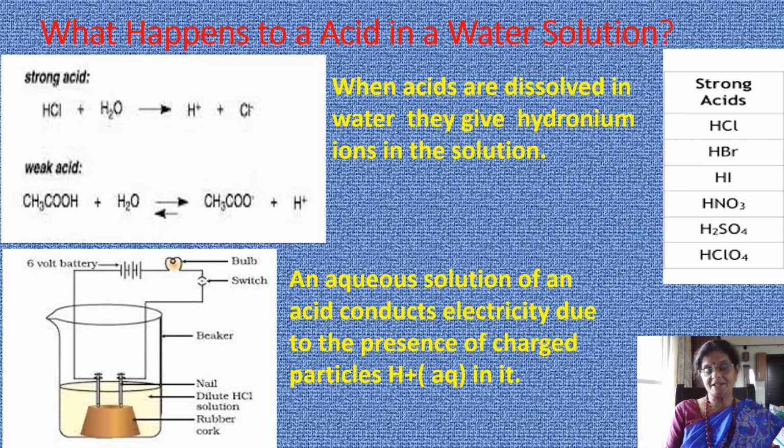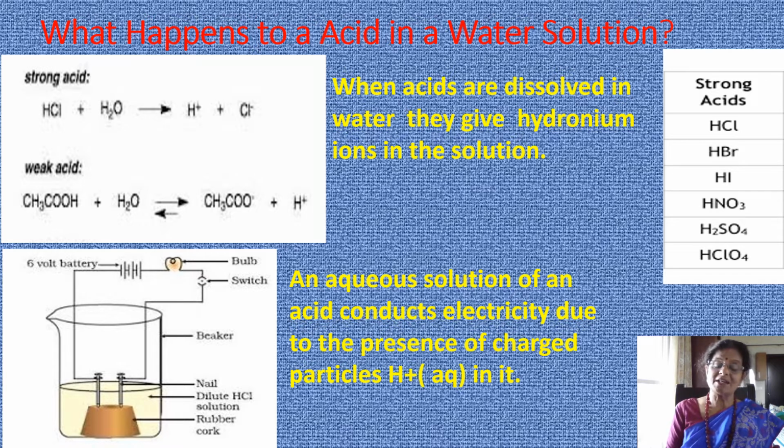Dear children, let's find out what happens to an acid in a water solution. When acids are dissolved in water, they give hydronium ions in the solution. See the reaction there: HCl plus H2O gives H plus and Cl minus. An aqueous solution of an acid conducts electricity due to the presence of charged particles, that is H plus in it. Now, for proving this, we have to conduct an activity or an experiment.